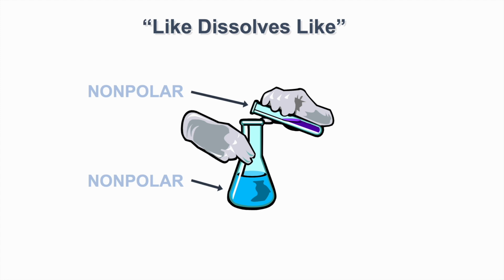So like dissolves like means that nonpolar dissolves in nonpolar and polar dissolves in polar. And of course, there's some gray area here. You can have things that are slightly polar that dissolve in other slightly polar things. Or maybe if it's slightly polar, it'll still dissolve in a nonpolar substance. This is not black and white. You can make some predictions using your knowledge of chemistry and the periodic table, but you're not always going to get it right.